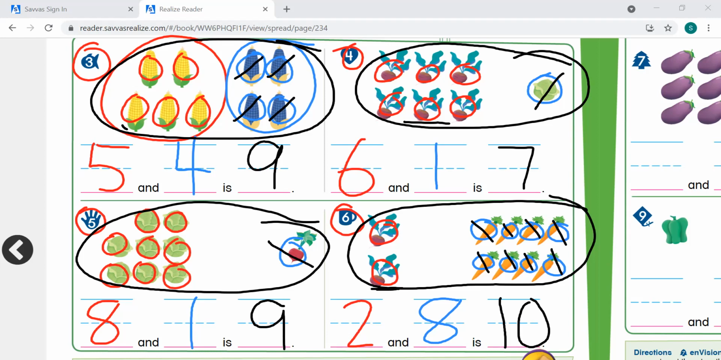Okay, superstars, you are going to continue. You're going to do the independent practice on your own.